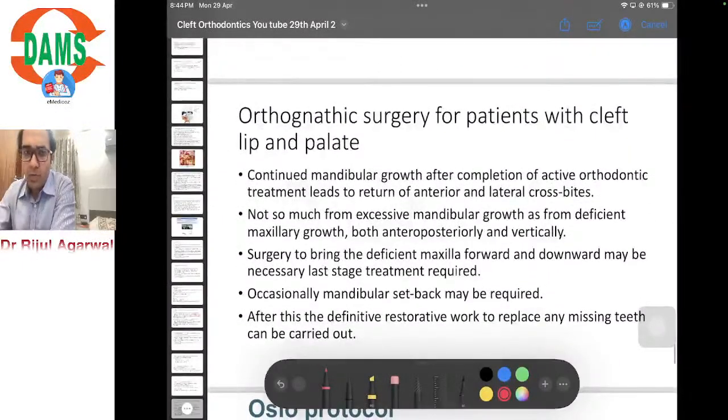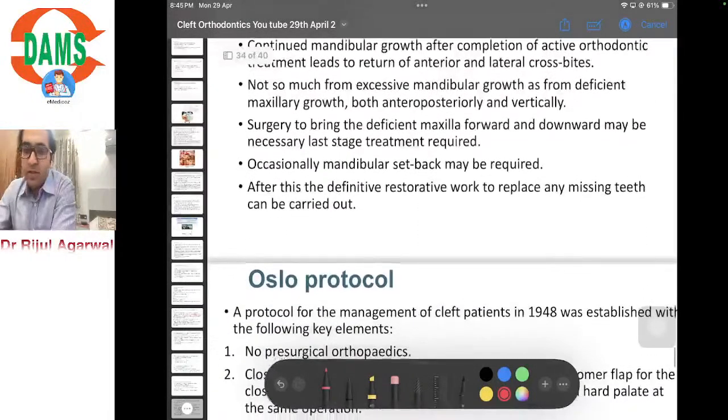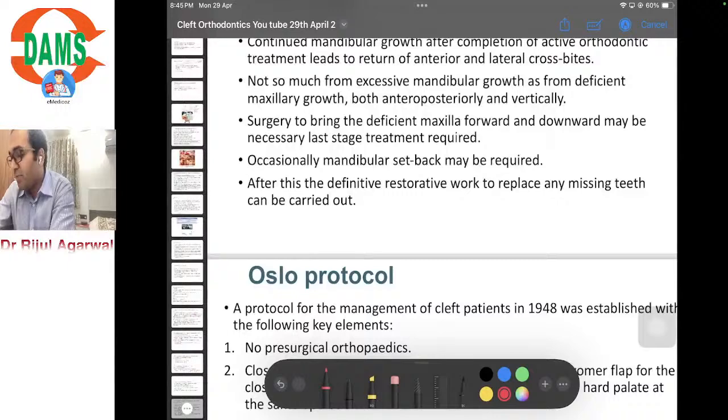Coming to orthognathic surgery in patients with cleft lip and palate. What is the reason? There is continued mandibular growth after completion of active orthodontic treatment, leading to the development of anterior and lateral crossbite. There is deficient maxillary growth from the scarring of the primary surgery of the cleft palate, leading to retrusion of the maxilla. So surgery is done, either mandibular setback to restrict the mandible, or most commonly maxillary advancement. After this, prosthetic replacement of any missing teeth can be carried out.